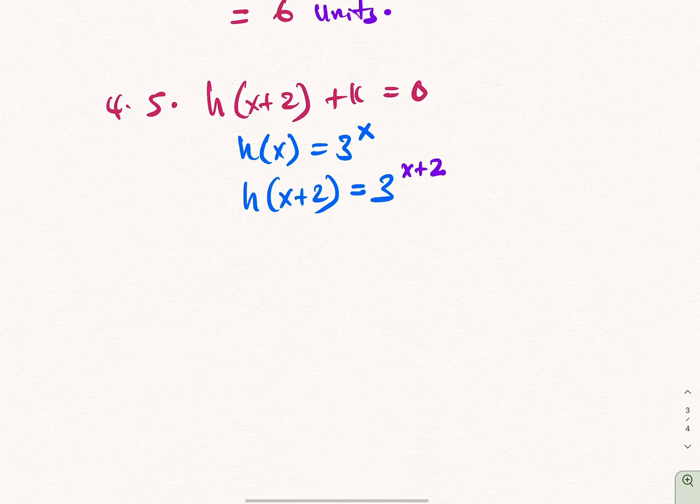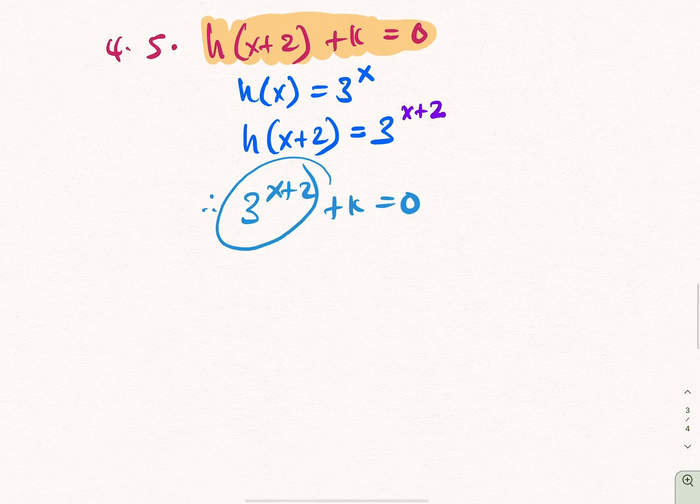It's h of x plus 2. Why am I doing this? Maybe the premise of your concern should be, why am I doing this? Let me answer you. We are given this particular situation that we must really play with. So whenever I see this, I can replace it with this one, and that is 3 to the power x plus 2, and then plus k is equal to 0.